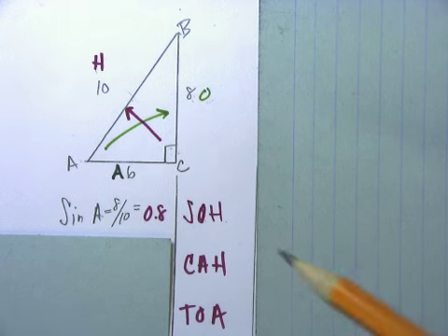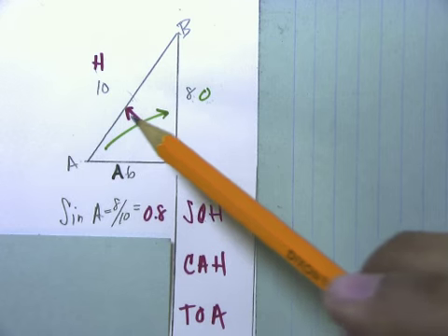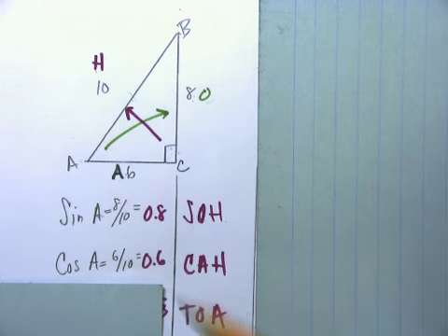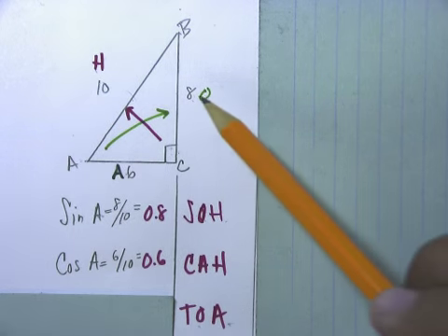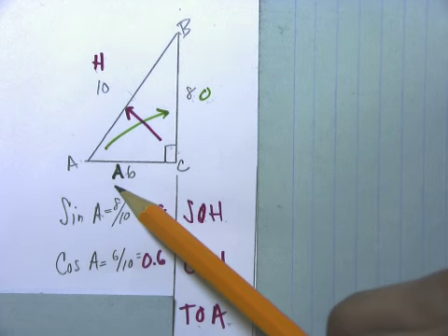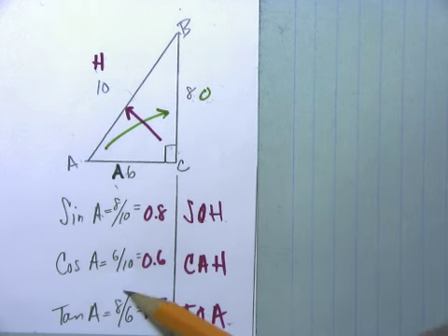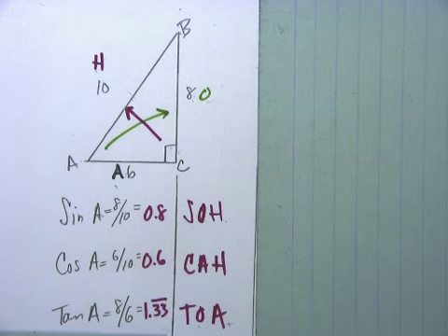We can do the cosine function now, which is going to be the adjacent over the hypotenuse. So here's my adjacent, there's my hypotenuse. So it's going to be 6 over 10, which is 0.6. And now we can do the tangent function, which is the opposite over the adjacent. Here's my opposite O, here's my adjacent A. So it's 8 over 6, or 1.33, repeating.